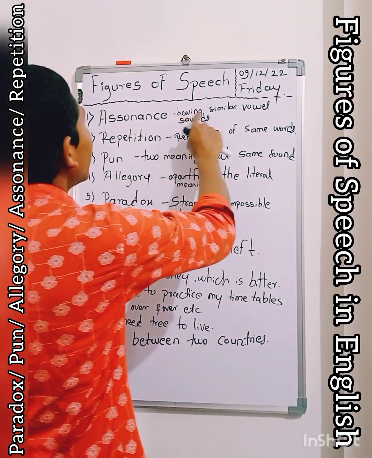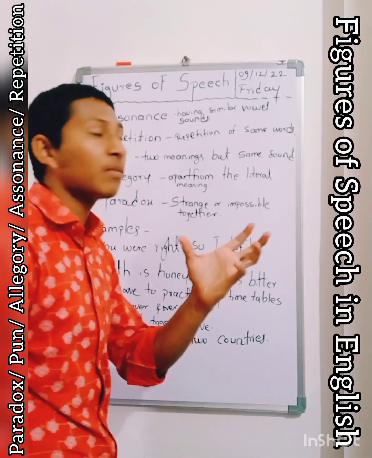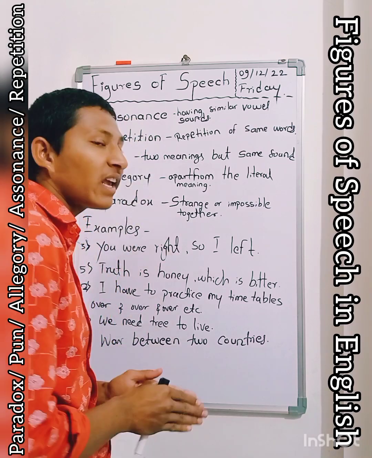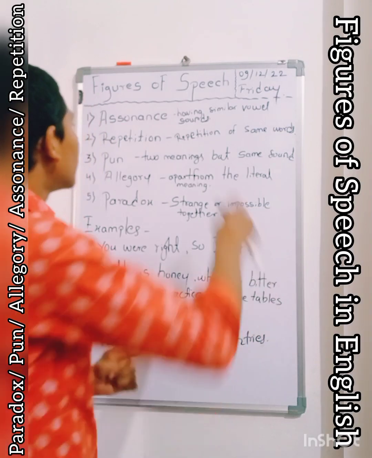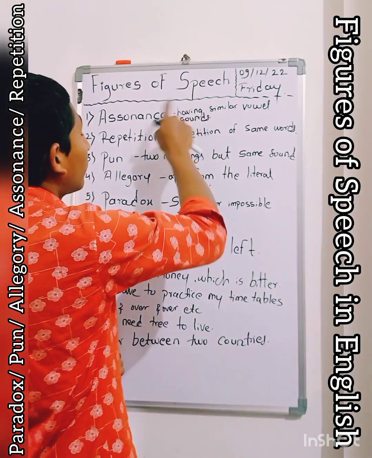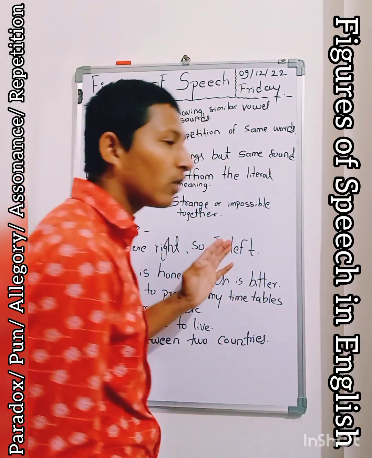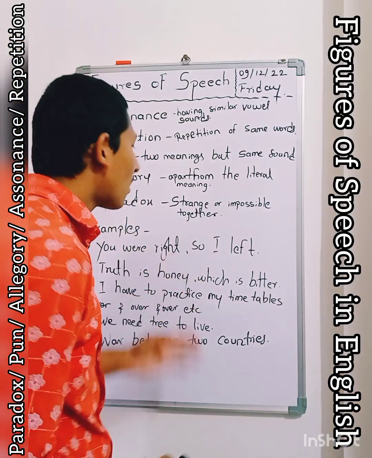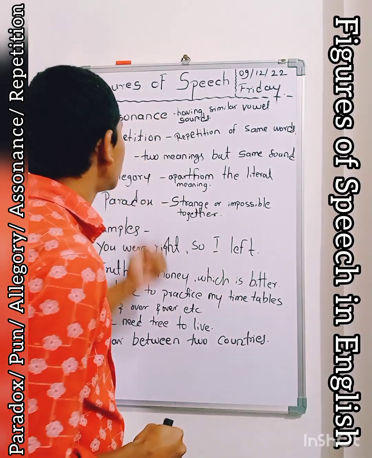Now we have to know assonance. This is one among the very famous and popular figures of speech. It is used by so many authors and poets in their verses and poetries. Assonance means having similar vowel sounds in the words of a verse. That is what we call assonance.